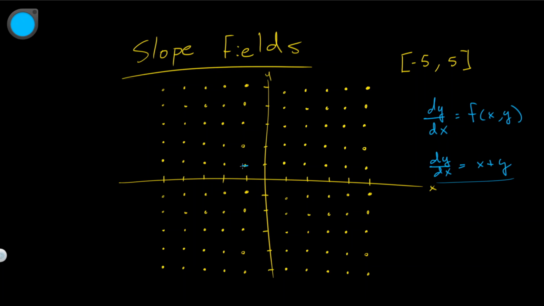I'm going to draw a small little slope of 0. Let's look at another point. Let's look at -1, 2. At -1, 2, I'm going to get a slope of 1. So I'm going to go ahead and graph a slope of 1 right there. Right? At -1, 3, I'll get -1 plus 3, which is 2, even a little bit steeper.